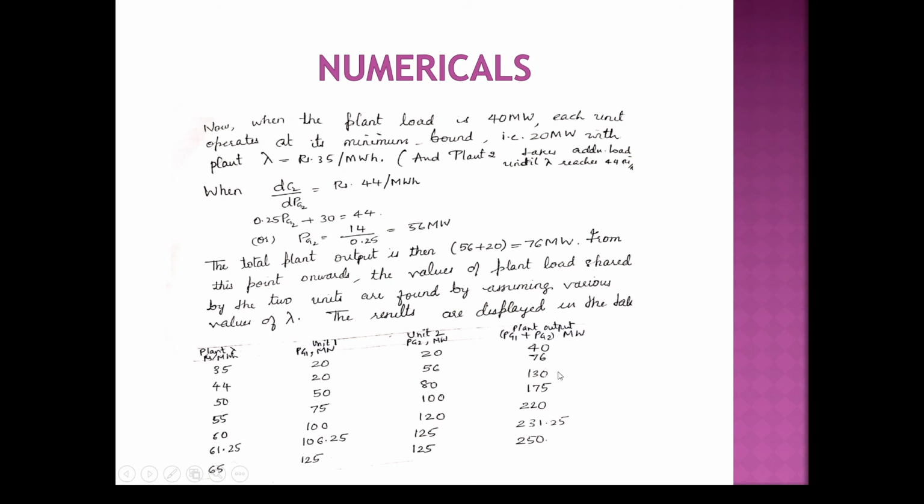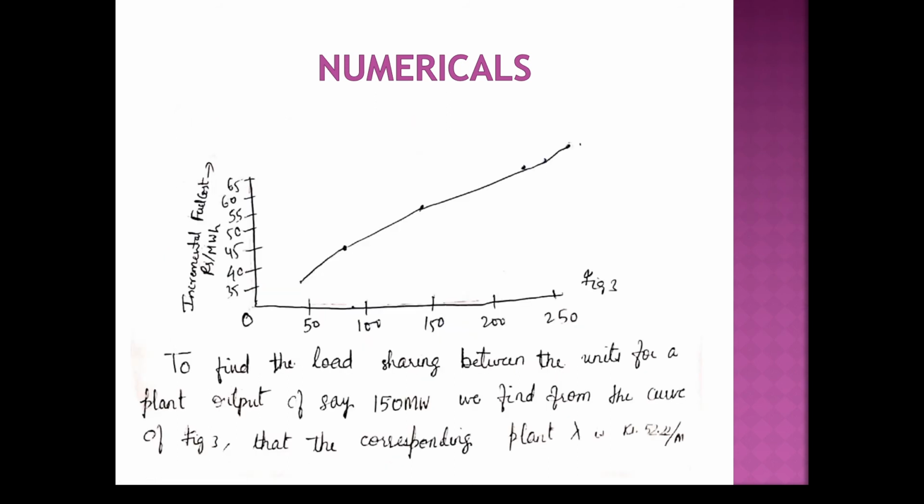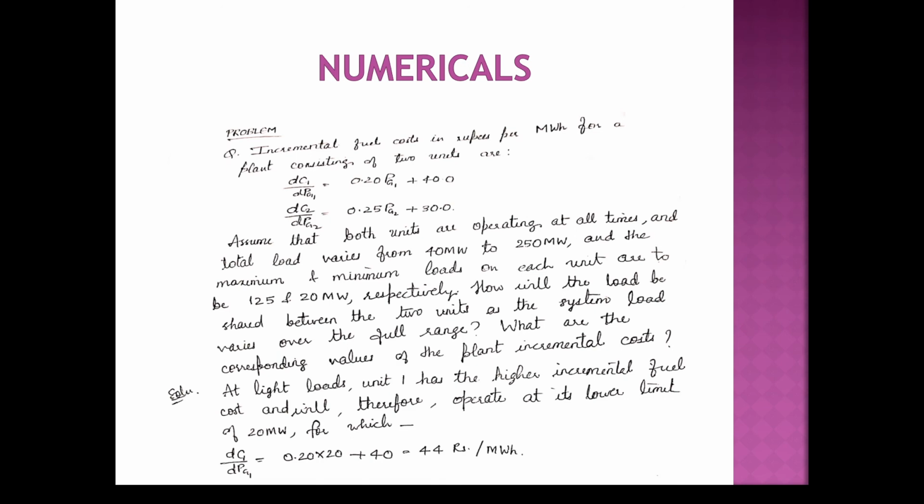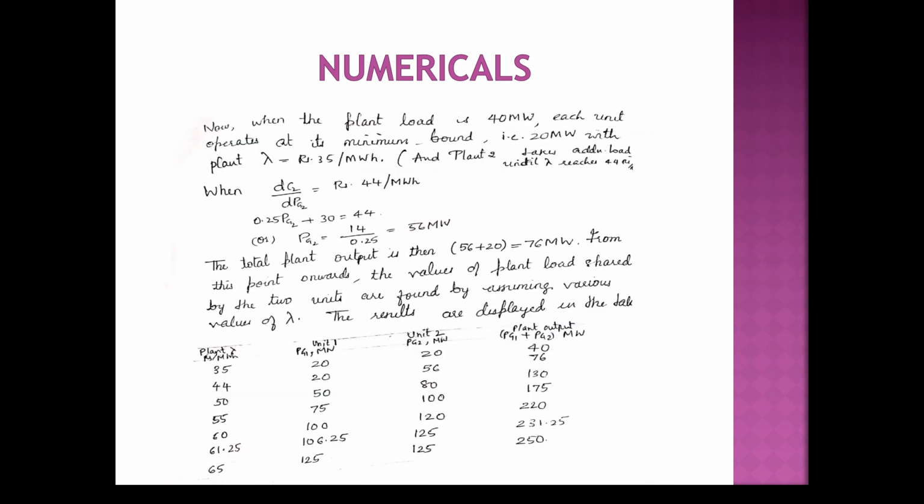So we are assuming some values of lambdas and finding out the values of Pg1, Pg2 and Pg1 plus Pg2. We are plotting a graph between incremental fuel cost in rupees per megawatt hour and output power. So to find the load sharing between the units for a plant output of 150 megawatt, we find from the curve that the corresponding lambda is 52.22. For 150 megawatt, if you see here, the value of lambda will be 52.22. This is what is asked in the question.